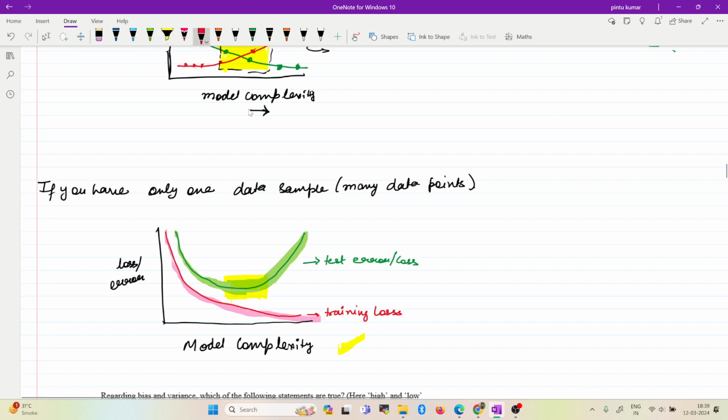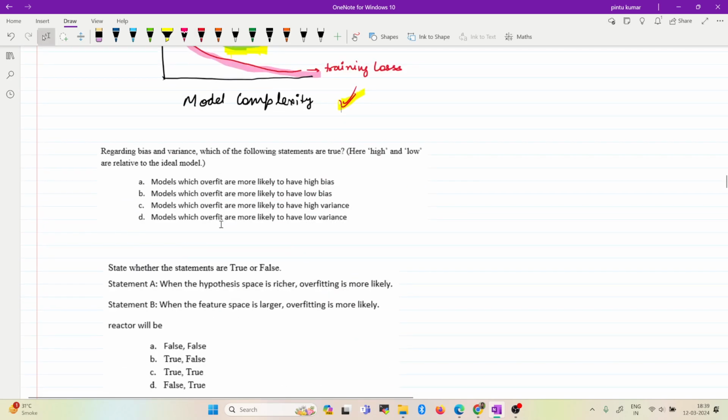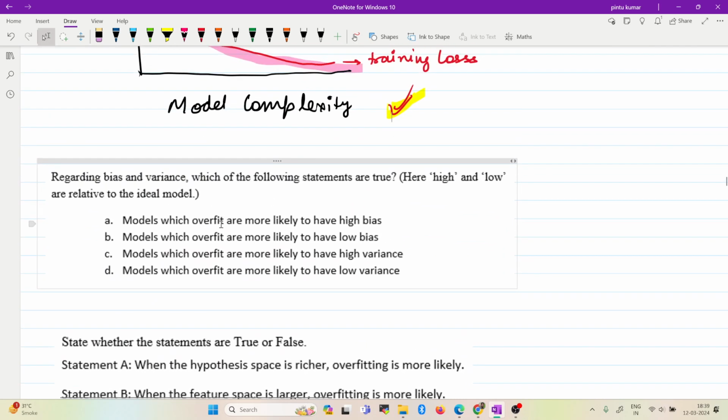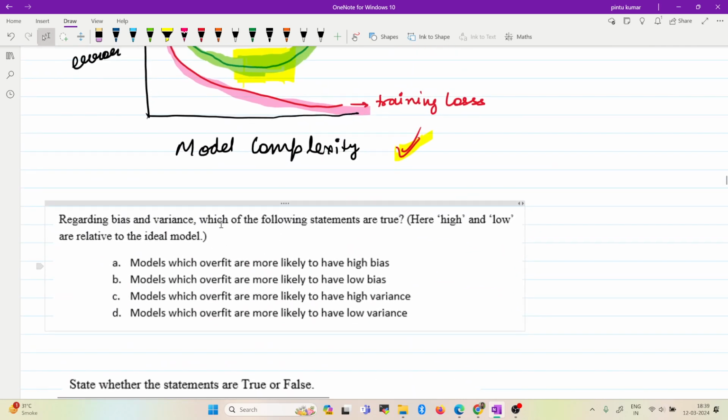So this was the motivation for bias and variance and some information related to bias and variance. Now we'll see some questions. I want you guys to answer in the chat box. If you have understood, then you should be able to answer these questions.